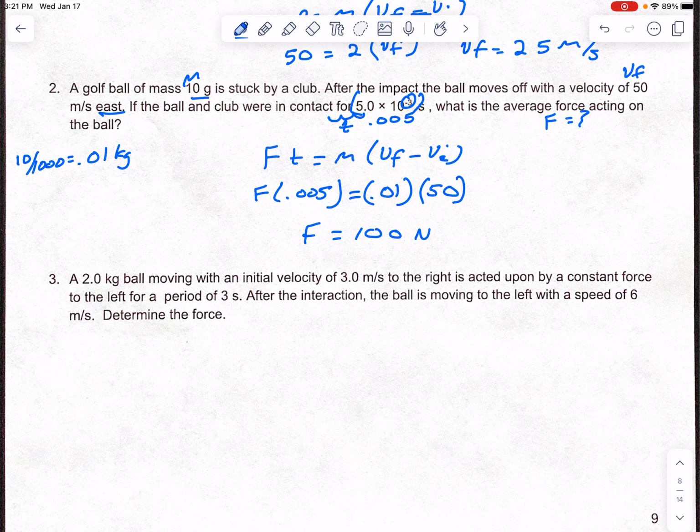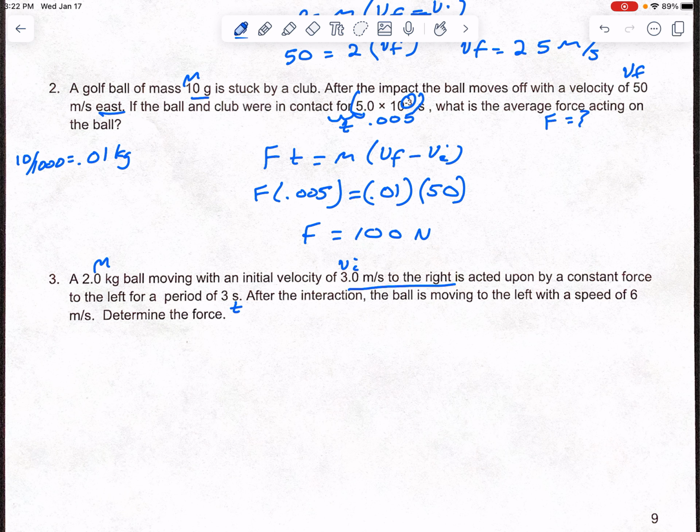Number 3, a 2 kilogram ball moving with an initial velocity of 3 meters per second. So there's your mass. Moving with the initial velocity of 3 meters per second to the right. Okay, so there's your VI. And we're going to pay attention to that, right. It is acted upon by a constant force to the left. So we've got conflicting directions now, for a period of 3 seconds. There's your time.